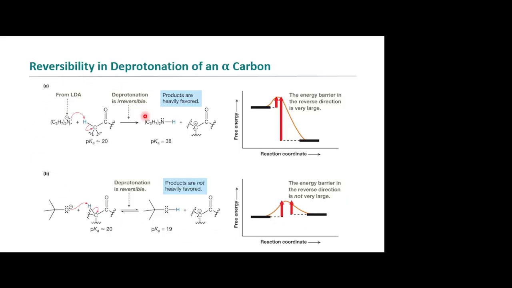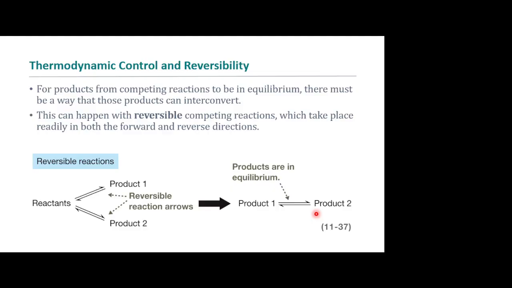But again, if we are irreversible, then it's kinetically controlled product, right? Whatever is kinetically favored is the one that is going to be the majority product, major product. If you allow these to be reversible, then you end up with the thermodynamically controlled product. Okay, so these right here are going to be the reversible reactions.